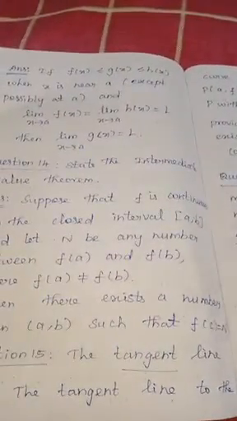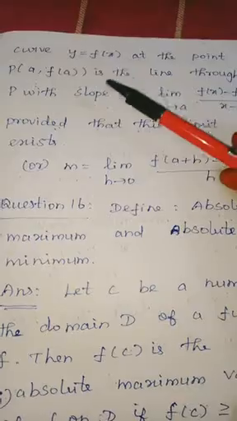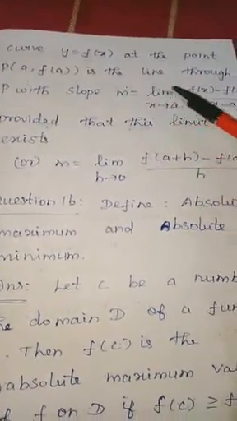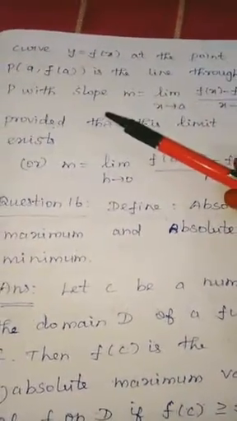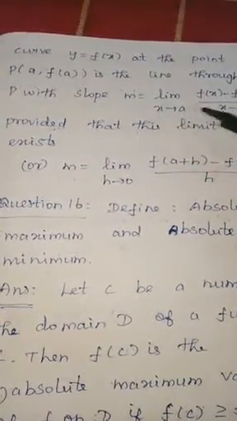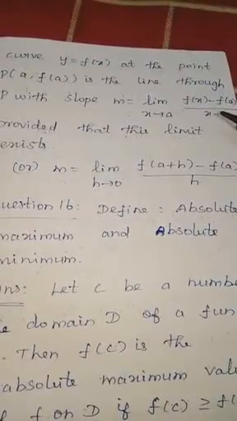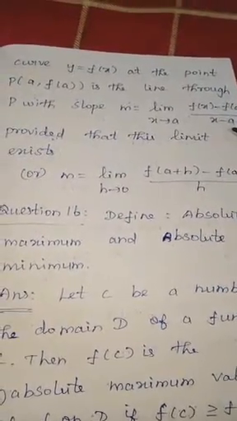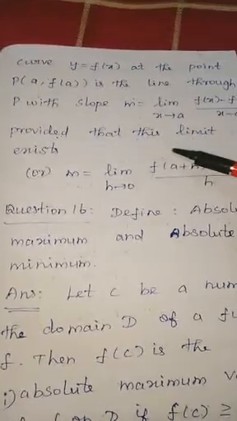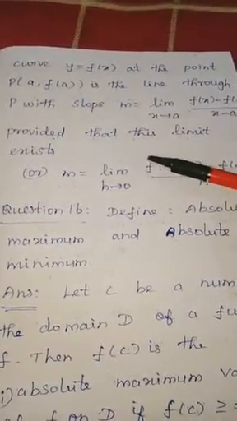Next question. Definition. The tangent line ஓட definition பார்க்கலாம். The tangent line to the curve y is equal to f of x at the point P of a comma f of a is the line through P with slope m is equal to limit x tends to a f of x minus f of a the whole divided by x minus a, provided that this limit exists.